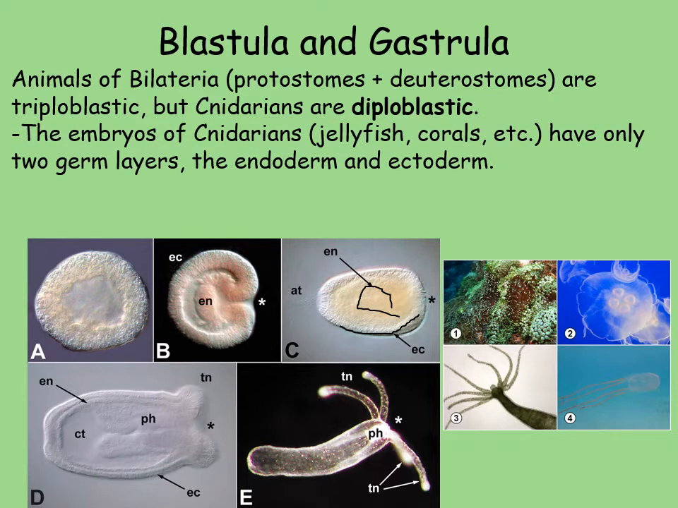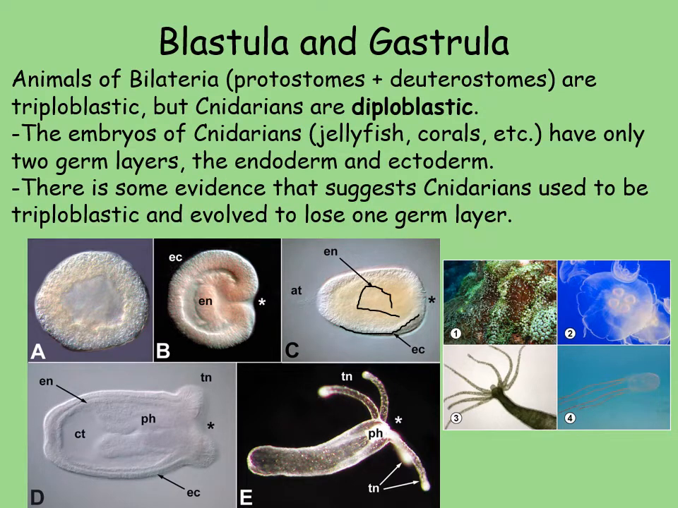So the embryos of cnidarians, which would be jellyfish, corals, sea anemones, hydras, they only have two germ layers, endoderm and ectoderm. There is some evidence that suggests cnidarians used to be triploblastic and evolved to lose one germ layer. So it's possible that them having two germ layers is actually the derived trait within the animals that are alive today.